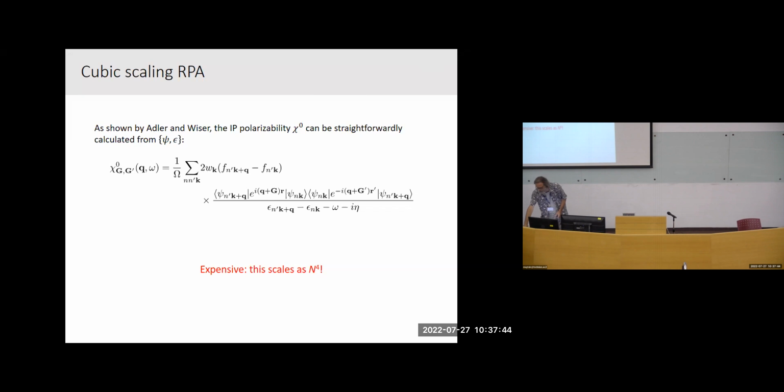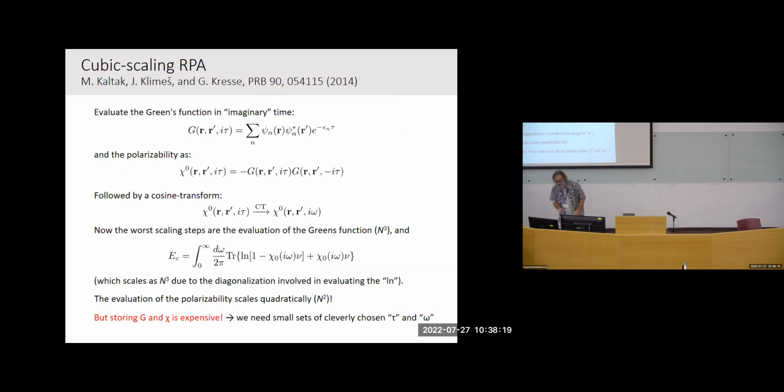Okay. So as I said just before the break, the main problem that we face is the computational demand of computing the independent particle polarizability, and that scales in this particular formulation. So if we would evaluate it from this expression that was derived by Adler and Wiser, we end up with a scaling of N to the power 4 in system size, which is pretty horrible. But one can reduce the scaling, at least in this case.